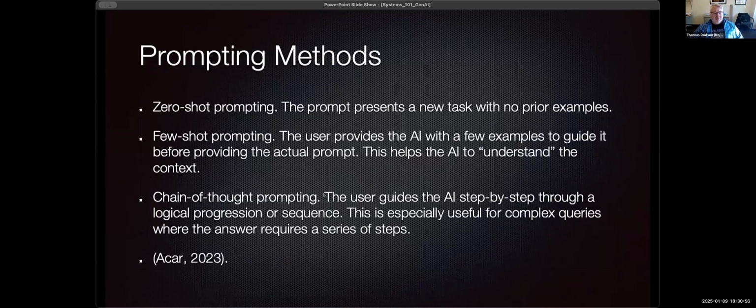And then chain of thought prompting, the user guides the AI step by step through a logical progression or sequence. This is especially useful for complex queries where the answer requires a series of steps.